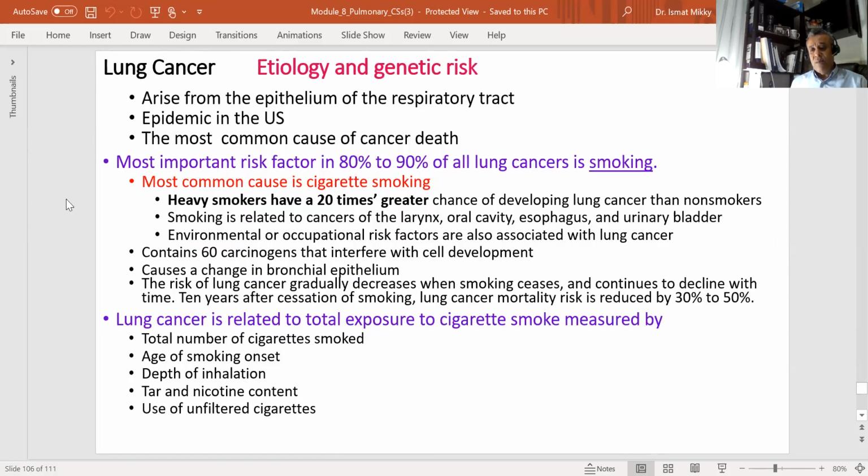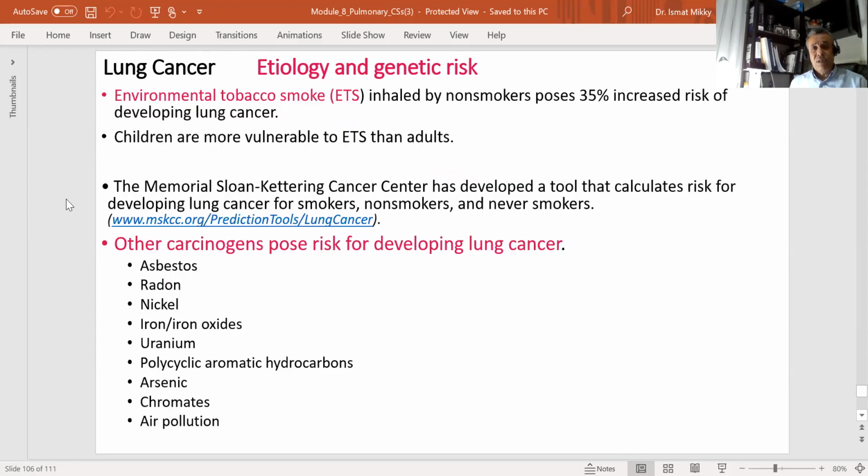And the last content area will be lung cancer. We have a few slides describing lung cancer here: the different types of lung cancer, the manifestations, etiological factors, pathophysiology.